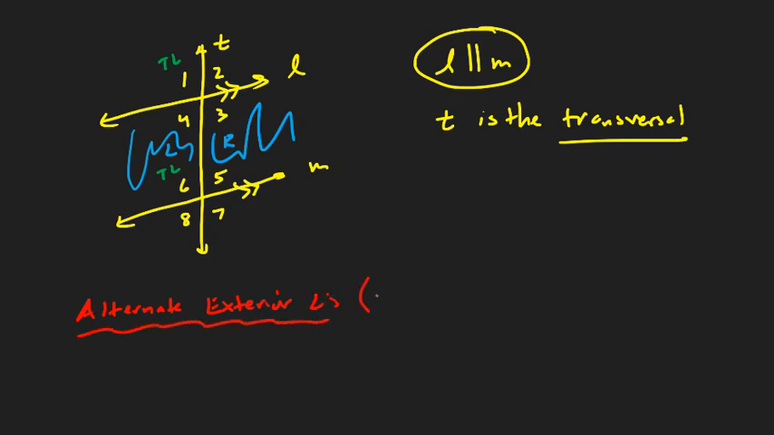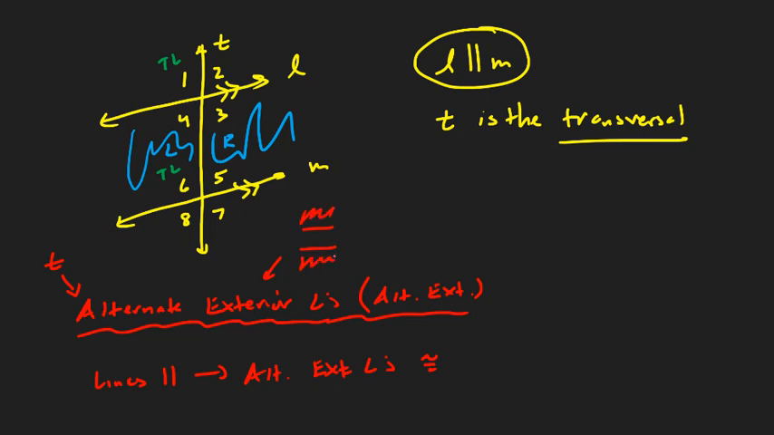And again, for alternate exterior angles, we're doing Alt-X for the abbreviation. Again, if your lines are parallel, your alternate exterior angles are congruent. Now, again, alternate means with the transversal, so we're still looking at T, but now the exterior, if you think about your parallel lines going this way, is outside of the parallel lines. That space in between there is empty. So this is the exterior and this is the exterior.